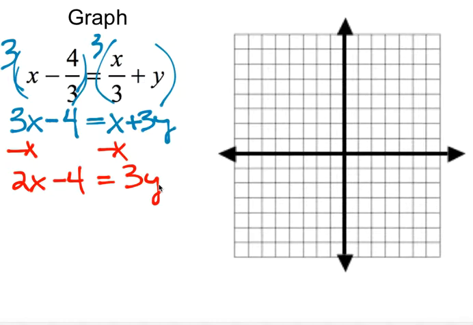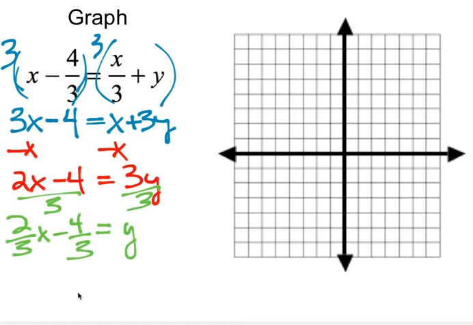What I'm actually going to do in this example, because y is almost by itself, I am actually going to divide both sides by 3. And I'm going to get y by itself over here. And then on the left side, I'd have 2x minus 4 over 3, which you can make 2/3 x minus 4 thirds, if you wanted to, right?